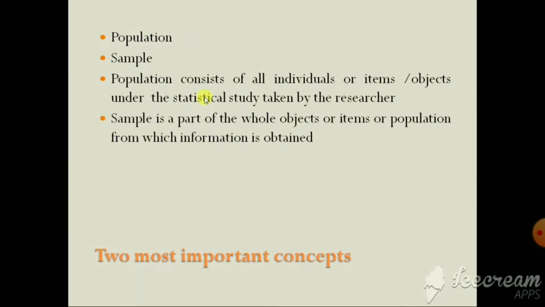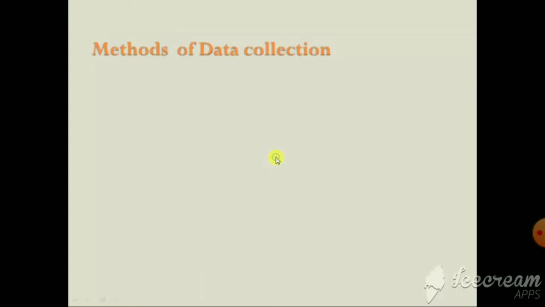or descriptive statistics. Two most important concepts of statistics are population and sample, where population consists of all individuals or items or objects under the statistical study taken by the researcher. Sample is just a part of the whole objects or items or population from which the information is collected or obtained.